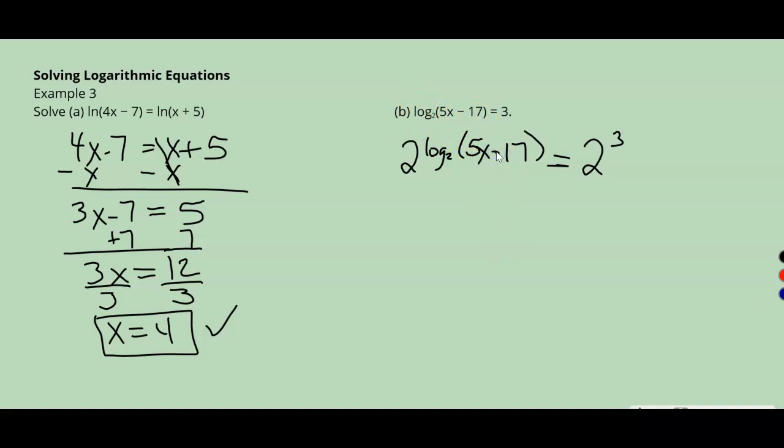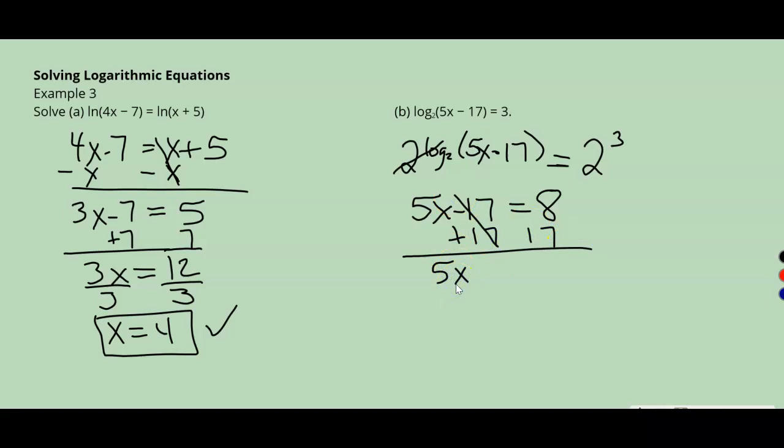Now, why did we use 2 as the base? Because now we've got 2 to the log base 2. And again, that's going to cancel and give us 1. So now we just have 5x minus 17. And then you can evaluate 2 to the third power. 2 to the third power is 8. 2 times 2 times 2. So that's 8. And then add 17. 17 plus 8 is 25. Divide by 5. X equals 5.